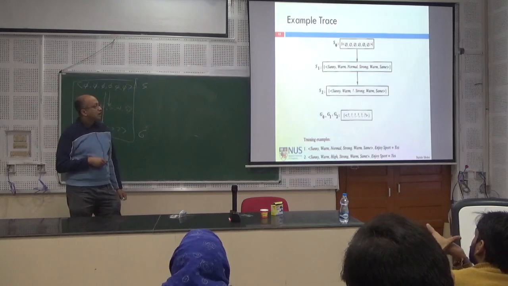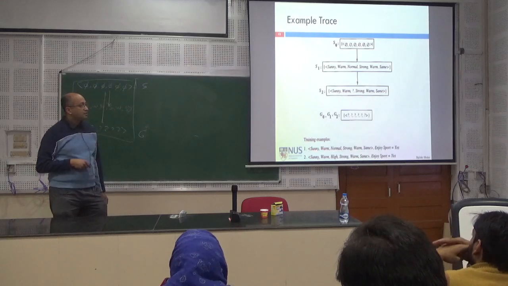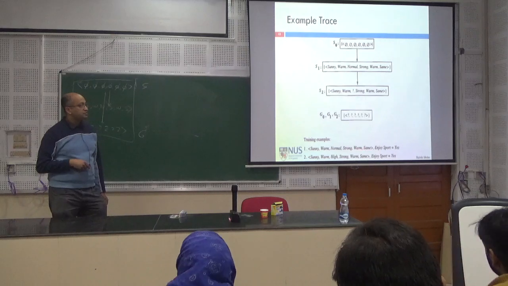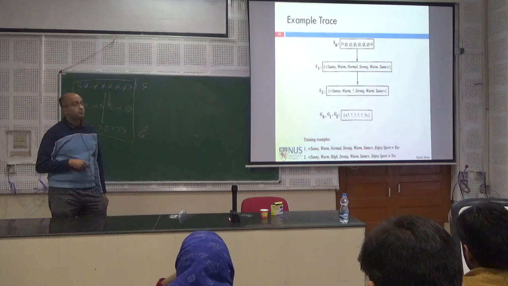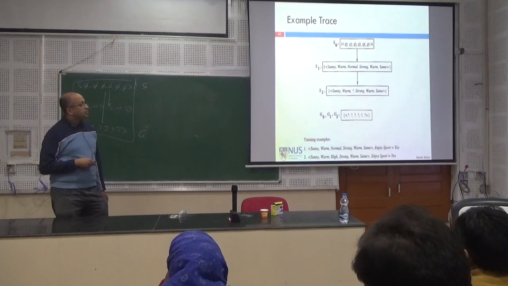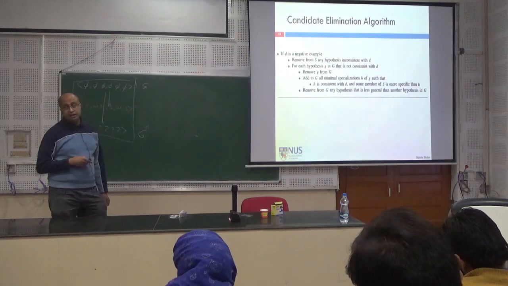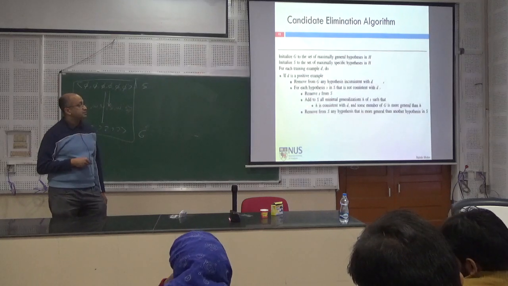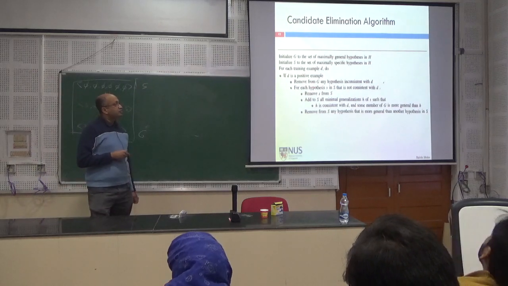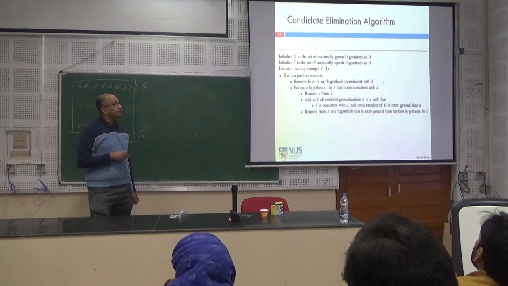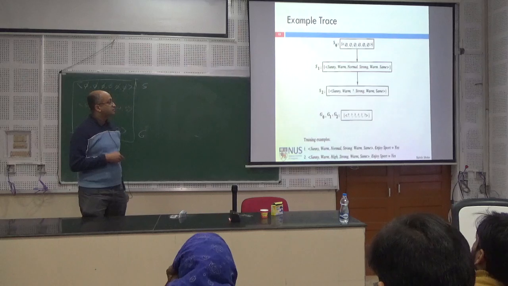Fine. So now what happens? This is my first training sample: sunny, warm, normal, strong, and so on. And this is a positive sample. So now let's go back. We don't have to worry about the negative case because we have a positive example. So the first thing I will do is remove from G any hypothesis that is inconsistent with this newly observed data.